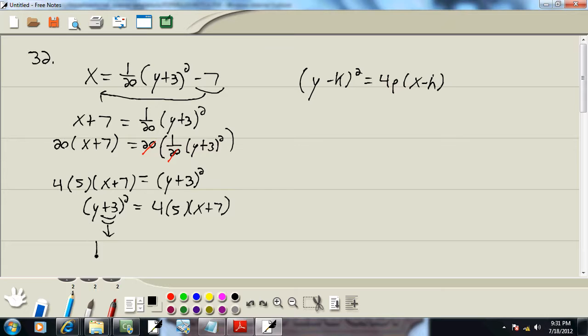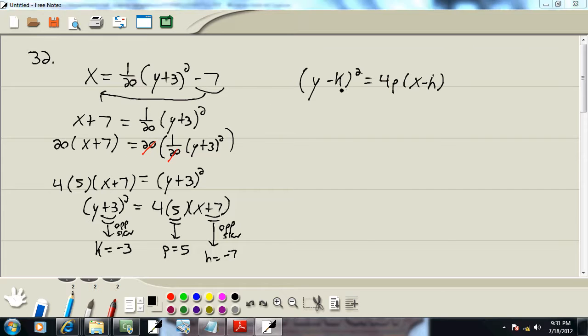So from here, this would be our k, and it's always the opposite sign. So k is negative 3. And this is our h, and it's going to be the opposite sign. The reason they're opposite signs is because our formula has a minus right there, and that flips the sign. And then whatever number is right here is our p. So it tells us p is 5.